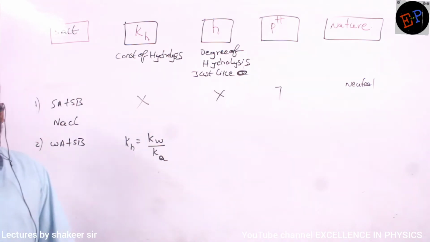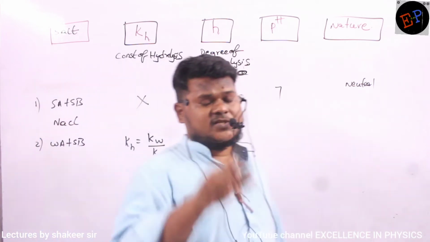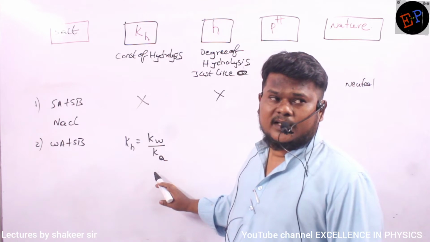Dissociation constant of acid. Because here, which is the weaker one? The weaker one is acid, no? So only the conjugate ion of the weaker acid will participate in hydrolysis. Therefore, in the denominator, I have to write Kw divided by Ka.